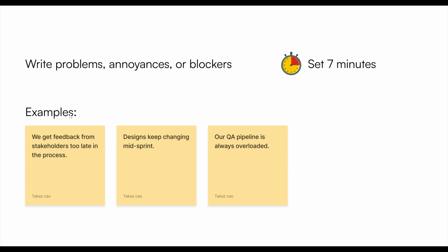Here are some examples: we get feedback from stakeholders too late in the process. Designs keep changing midstream. Our QA pipeline is always overloaded. Keep it quick, personal, and honest. When time is up, pen down.